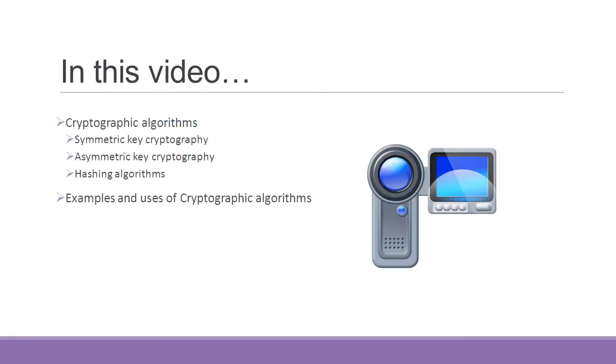This brings us to the end of this video, where we have looked at different cryptographic algorithms, including symmetric key cryptography, and we saw different examples like DES, AES. We also looked at asymmetric key cryptography, and we saw examples like Diffie-Hellman, RSA, and we looked at hash algorithms, and we also saw examples like MD5 and the SHA algorithms. We also looked at the different uses of these algorithms.